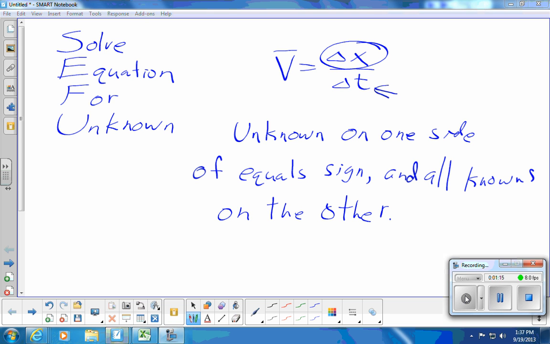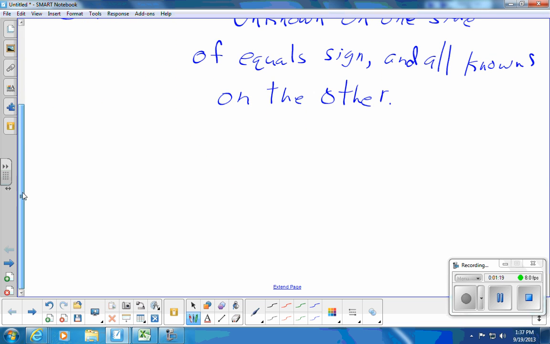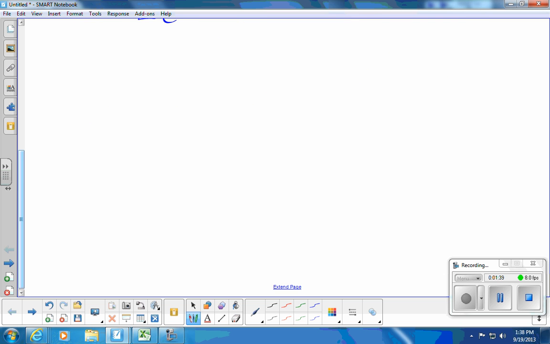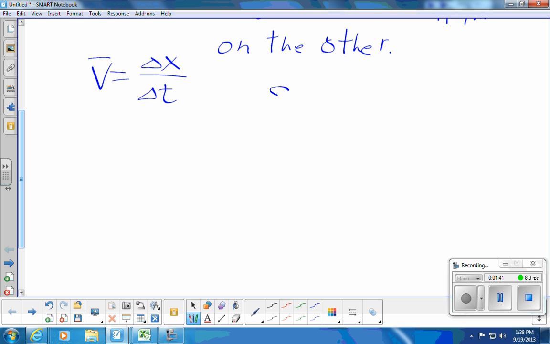Okay, how do you do it? How do you actually solve the equation for the unknown? I've got a couple of strategies here that will help you with 98% of the equations we're going to use this year. And those are equations that have different quantities that are multiplied and divided by each other, such as the equation we're using right now, average velocity is displacement over time. Okay, strategies for SEFU.